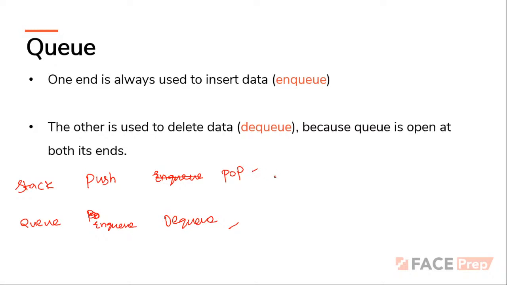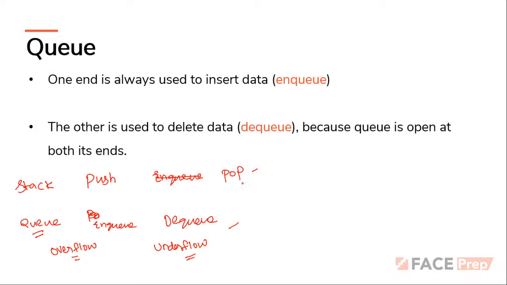Here also we have overflow and underflow. So when do we call it overflow and when underflow? When the queue is full and you are trying to insert an element inside the queue, that is called an overflow condition. Similarly, when the queue is empty and you are trying to delete an element from the queue, that is called an underflow condition. Similar to stack, we have these two terms in queue as well.